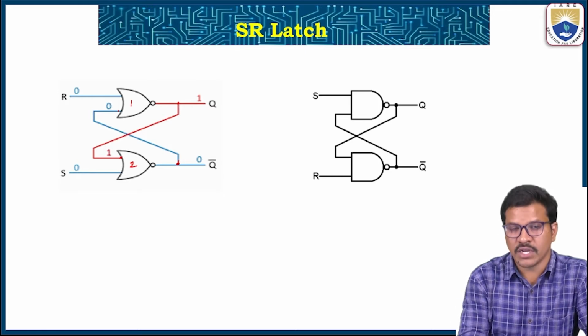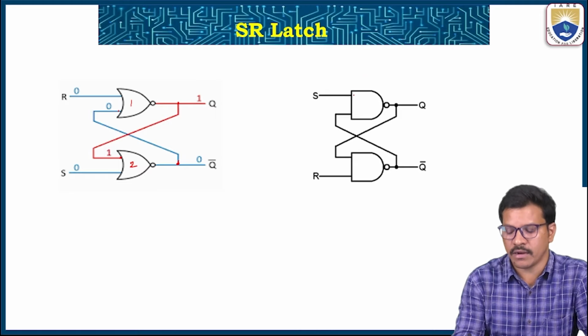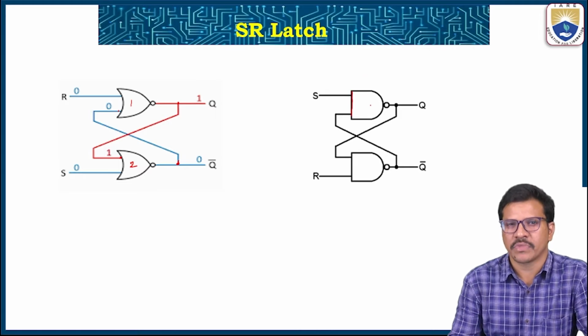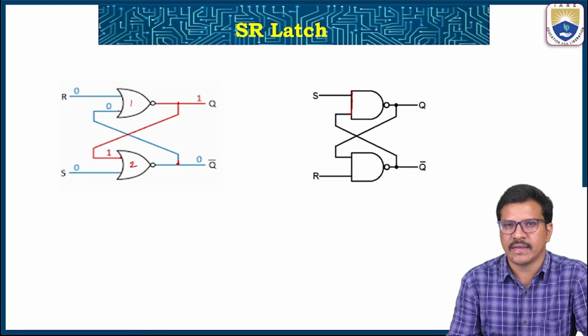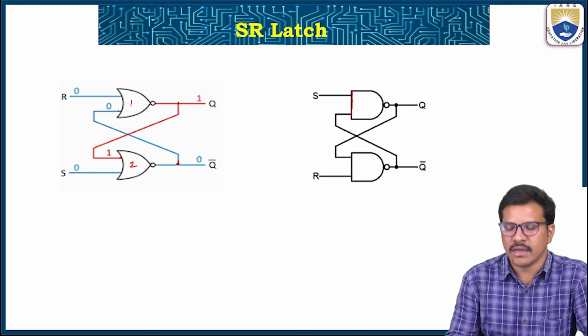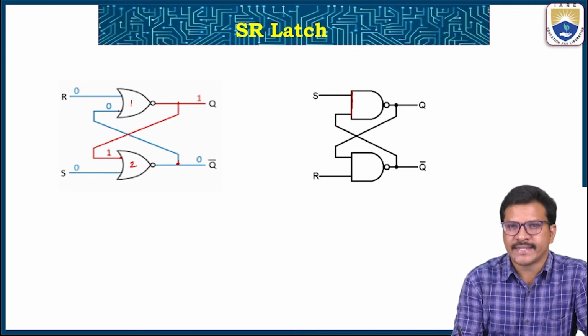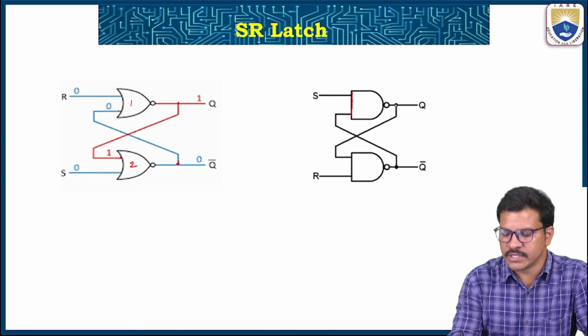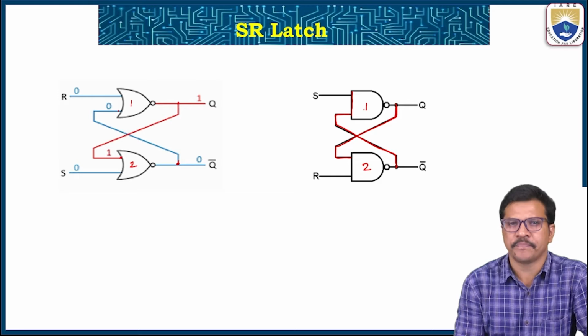Similarly, we can make the same memory element with the help of NAND gates. Instead of using NOR gates, we use NAND gates. Here also there are two primary inputs, set and reset. That's why it is called an SR latch. S means set and R means reset. There are two NAND gates. Again, the primary inputs are given as S and R inputs, and the outputs are cross-coupled, Q and Q bar. Q is connected back to the second NAND gate, and Q bar output is connected back to the first NAND gate.